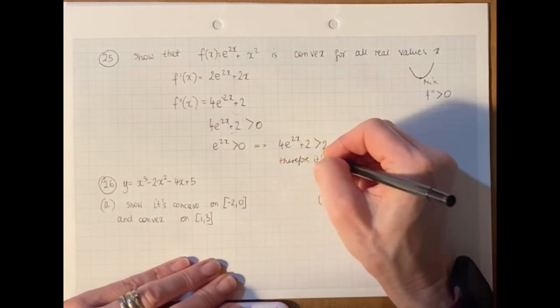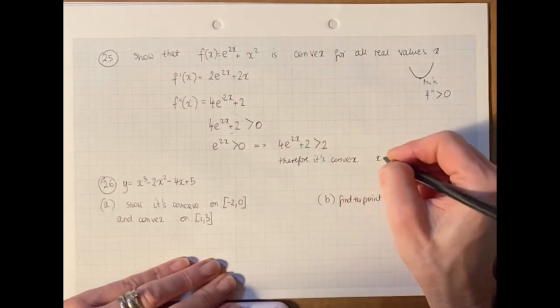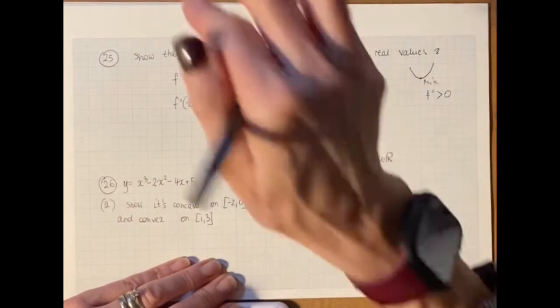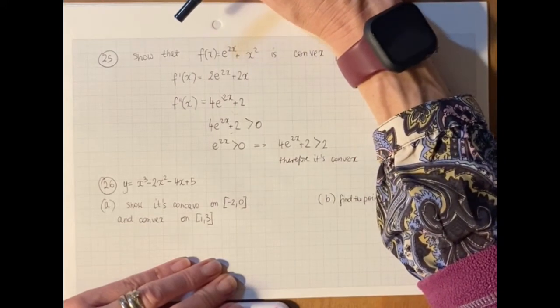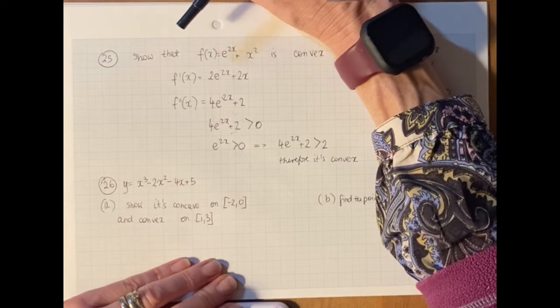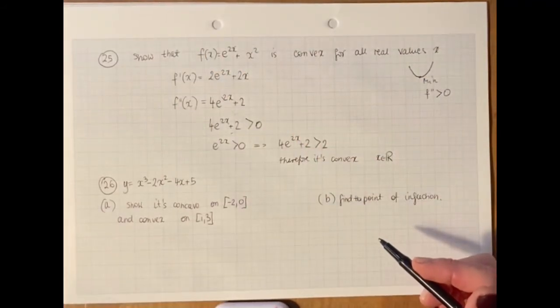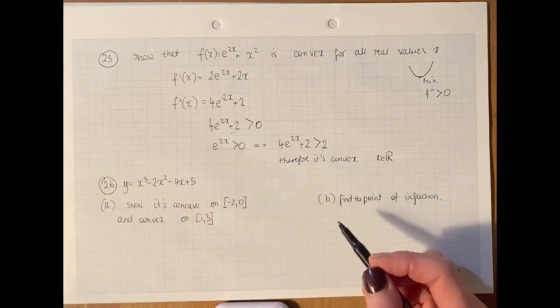Therefore it is convex for all x belonging to real values, because e to the power of x is defined for all real values, and so is 4e to the power of 2x plus 2.